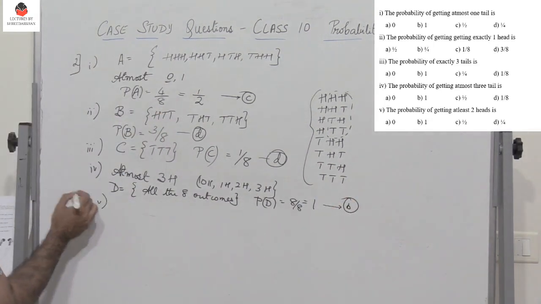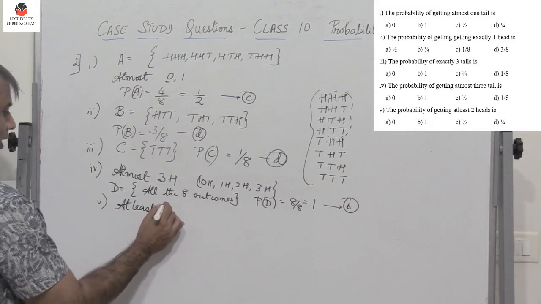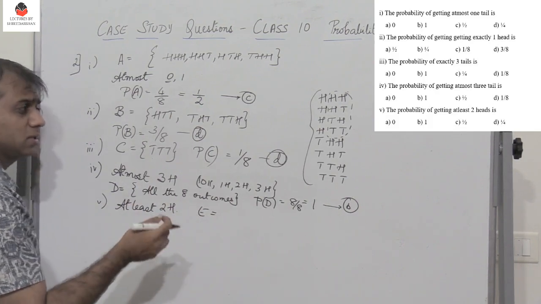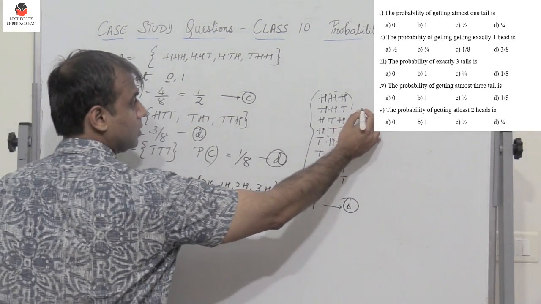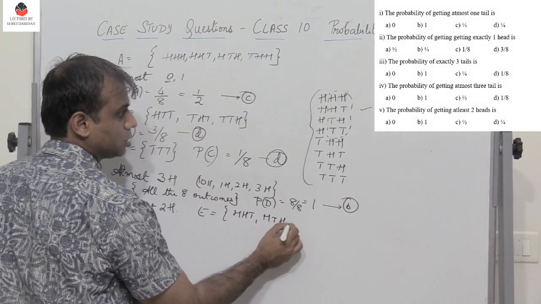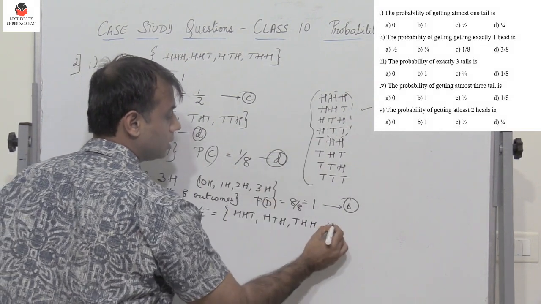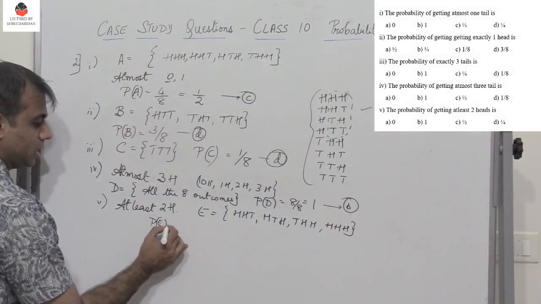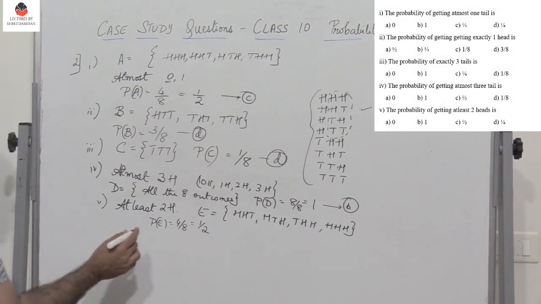In the last question, what is the probability of getting at least 2 heads? Now at least 2 heads means you can have 2 or 3. So minimum you need to have 2 heads. So you have this combination and then H, T, H, T, H, H, at least 2, and of course you have all the 3. So you have 4 outcomes. So therefore probability of E is 4 by 8, which is 1 by 2, which is option C.